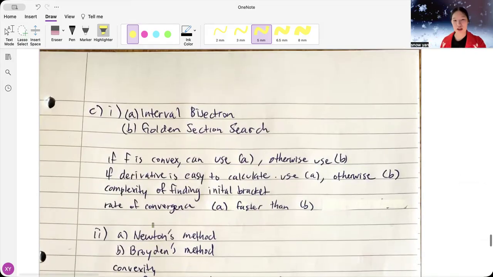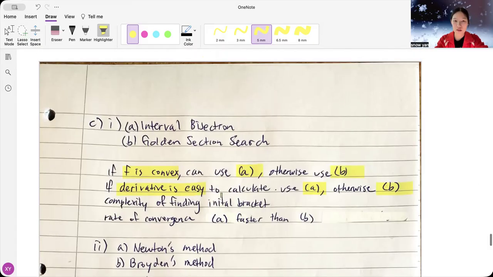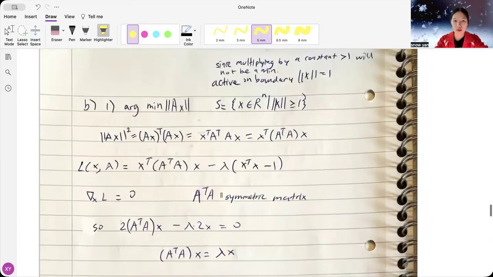Okay, so I kind of drew it out over here. If f is convex, it's best to use A. Otherwise, you have to go with B, because A, interval bisection, requires convexity. And if the derivative is easy to calculate, then it's better to use A, because every time we're looking at the derivative. Otherwise, it's better to use B because it doesn't require it. And then the complexity of finding the initial bracket, I think, wait, where am I?